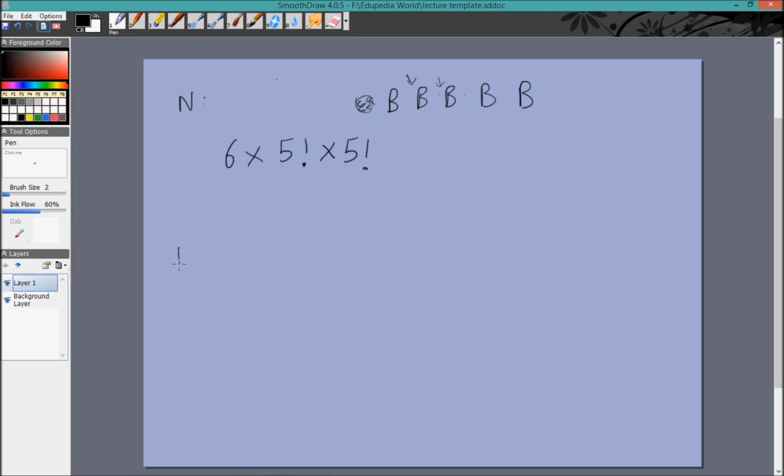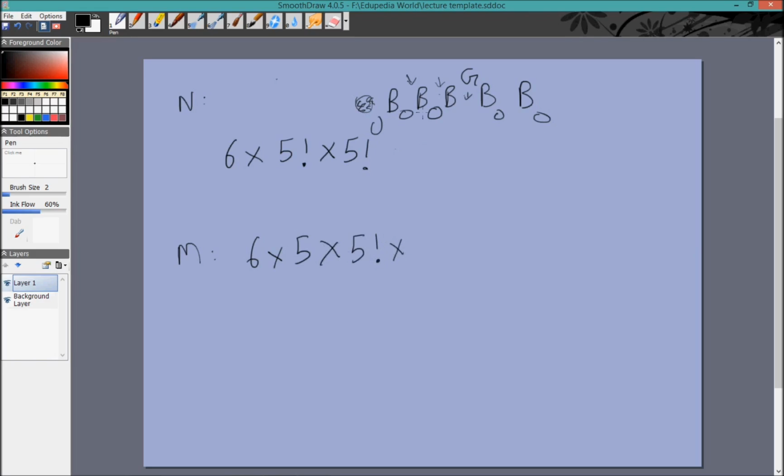Right? Let's see m. In m, we need to have 4 girls together and 1 girl away. So let's put the single girl first. We can have 6 places to do that. Then the other group of 4 girls has 5 other places left to go to. Let's say we put the first girl at this point. Then we have 4 girls G, G, G, G. We can put those 4 here, here, here, here or here. So we have 5 ways of doing that. Then we have 5 boys, we can move them in 5 factorial number of ways.